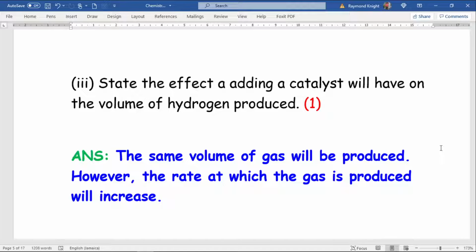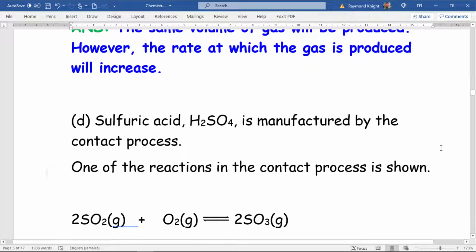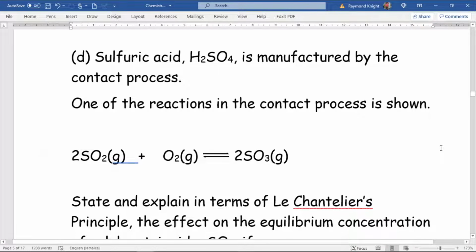However, what will happen? The volume of gas will be produced at a faster rate. In other words, you have a greater reaction, so it takes less time to produce the same amount of gas, but it will not produce any more gas. The same volume will be produced. Now for part D, it says sulfuric acid, which is H2SO4, is manufactured by the contact process.